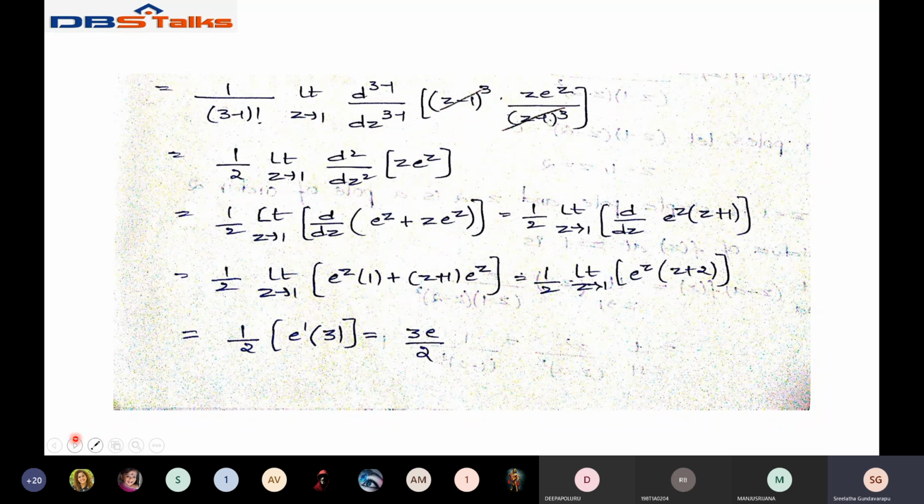So d²/dz² means differentiating z e^z twice, that equals 1/2 limit z tends to 1. One time differentiation of z e^z is e^z plus z into e^z. Next, second time differentiation we get 1/2 limit z tends to 1 of (e^z + (z+1) e^z). Then substitute z equal to 1, that equals 1/2 into e^1 into 3, that is 3e/2.